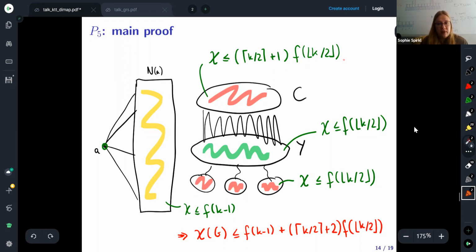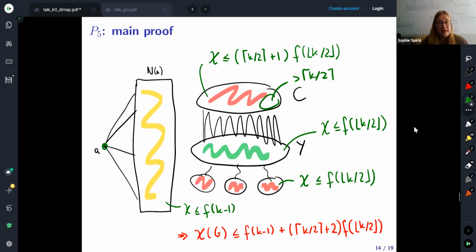What do we know about Y? We know that it's complete to something that has chromatic number more than f of k over 2. So in here, there's a clique of size more than k over 2. So Y has clique number less than k over 2, and this is almost done. And now there's the step where we use what we proved before, because here's a clique of size k over 2, which means that in all of the other components we get from deleting Y, there can't be. We proved that there aren't two cliques of size more than k over 2 with no edges between. So here we have clique number less than k over 2.